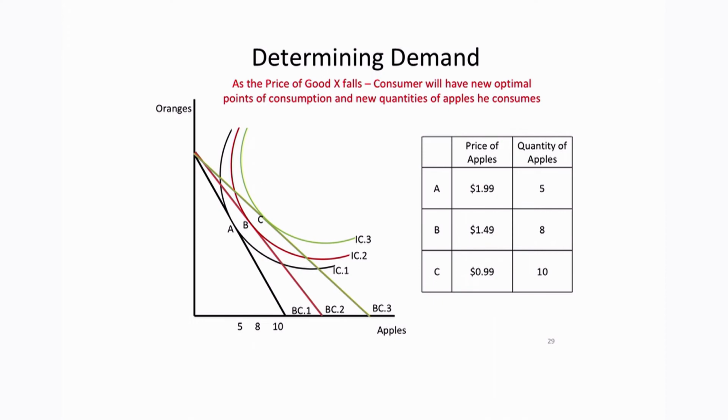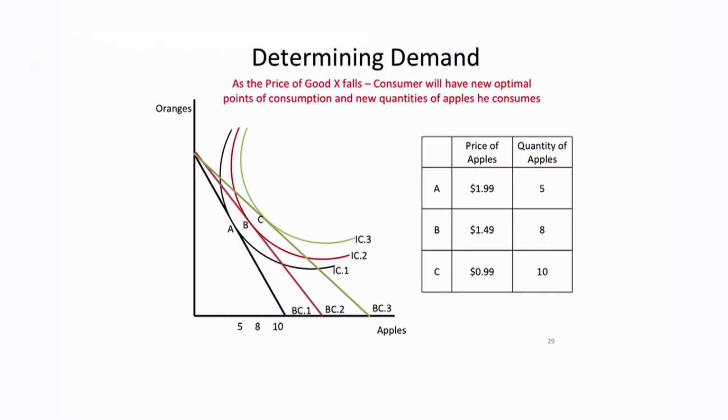Now, how can we determine the demand curve? Well, remember, the demand curve and the demand schedule give us the quantity demanded for each price of the good. So what we can do here is look at what happens if the price of good X continues to fall. In this example, we're saying that good X is going to be apples and good Y is going to be oranges. So to determine the demand, we want to see by how much good X changes when the price of apples is changing. So we move from equilibrium point A to B to C.